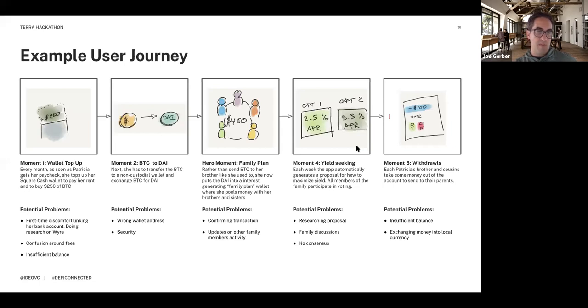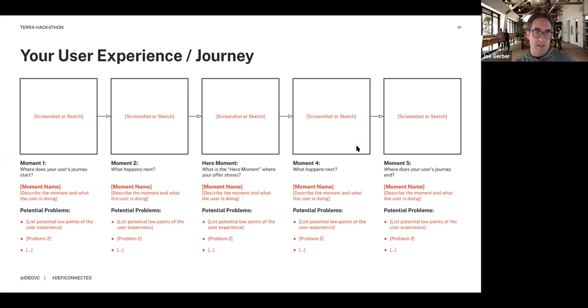So, you know, going from moment one, wallet top up, and then translating, transferring Bitcoin to DAI, or we should put UST given that we're working with Terra now. The hero moment is, what's the moment where the value really shows through and you're solving the problem for your user? And then moment 4 was yield seeking, moment 5, withdrawal. So you're trying to think through the whole journey from start to finish. And so here again, template, you can use it if you want. Everything in red you can replace with your own specific info.